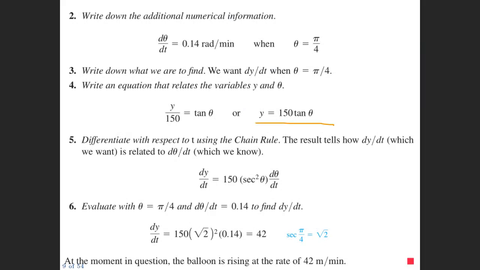Step 5, differentiate with respect to t using the chain rule. The derivative of y is just dy dt. The derivative of tan theta is sec squared theta d theta dt. And then step 6, get the answer that you want. We're going to put in theta is pi over 4, and we're going to put in d theta dt is 0.14, and we'll find that the answer that we want is 42. That means the answer to this question is 42 meters per minute.